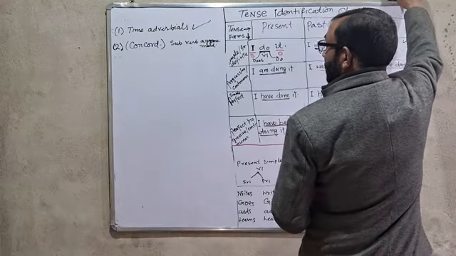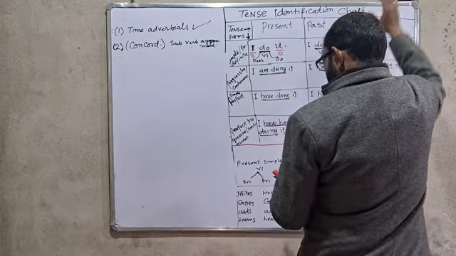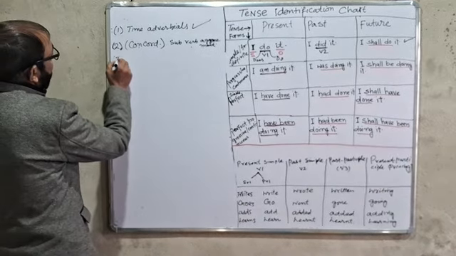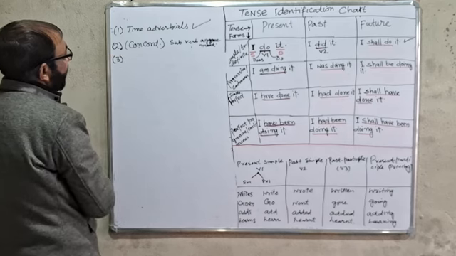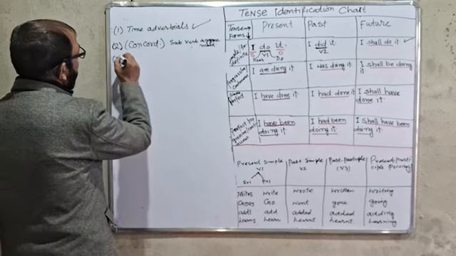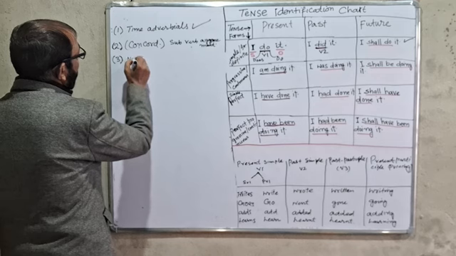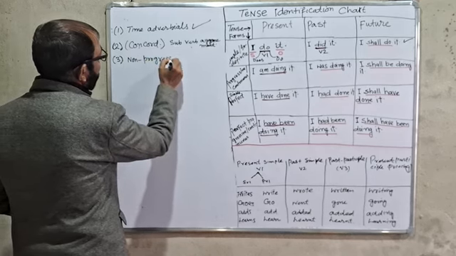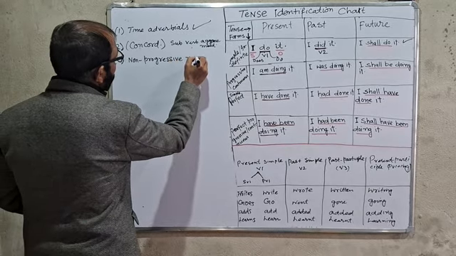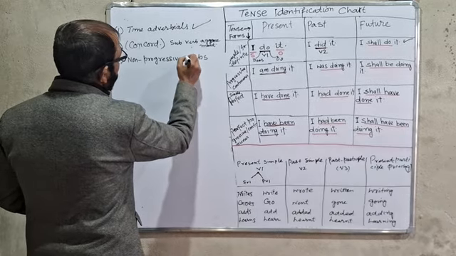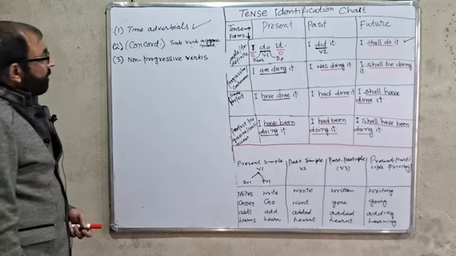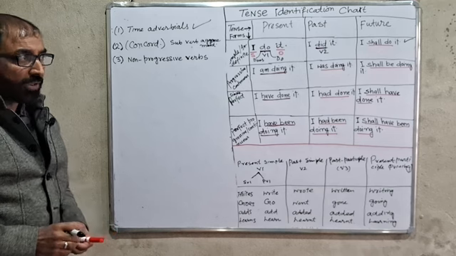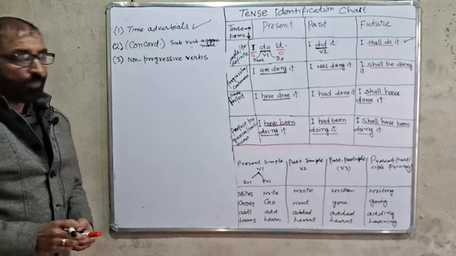So that was the third point that you have to keep track of while attempting tense exercises. The third point is non-progressive verbs. You can make a list of these non-progressive verbs at your home by using a grammar book.